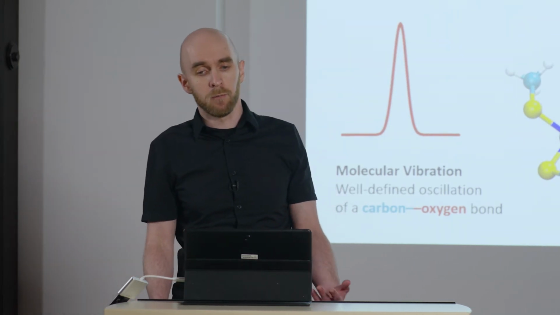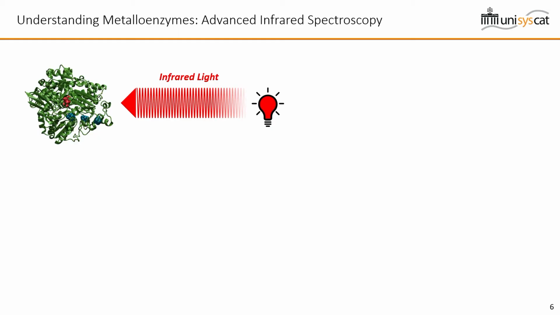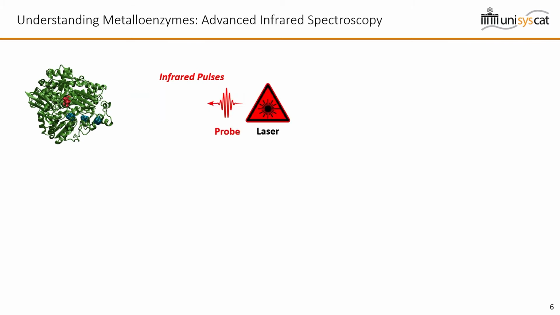Well, maybe we have to think about the way how we do infrared spectroscopy. Maybe we have to move on to advanced infrared spectroscopy techniques. And what you have to do to accomplish this is basically replacing your ordinary infrared light source, which is roughly speaking something like a light bulb, by a laser, which emits ultra-short pulses of infrared light. And if I say ultra-short, I mean about a millionth of a second, or even less.